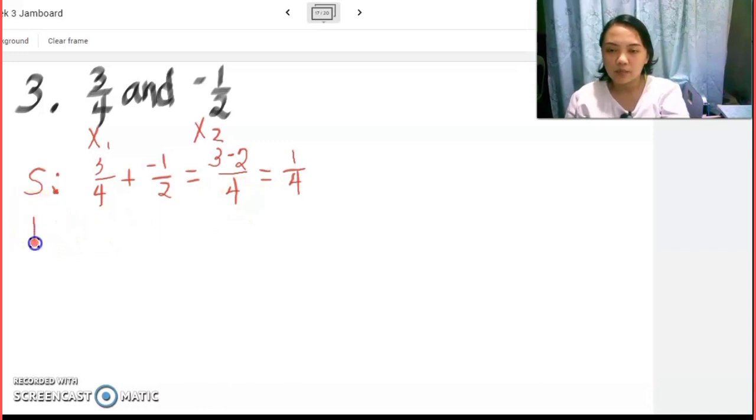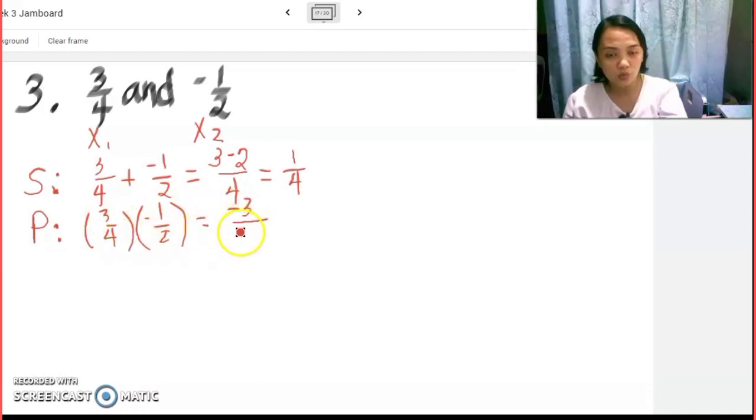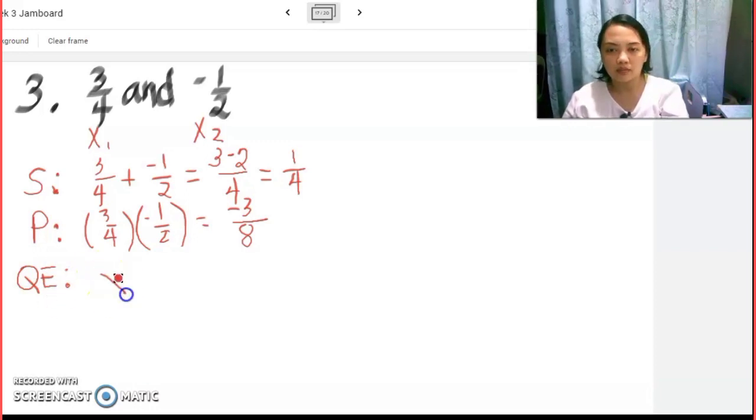Next, product. So, 3/4 times negative 1/2. The answer is 3 times negative 1 is negative 3 over 4 times 2, 8. Okay. So, the quadratic equation, by just replacing the sum and the product, we will have x squared. Since positive 1/4, gagawin natin negative 1 over 4 x.